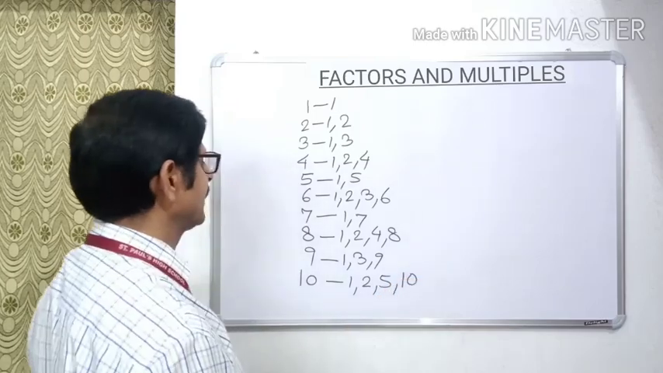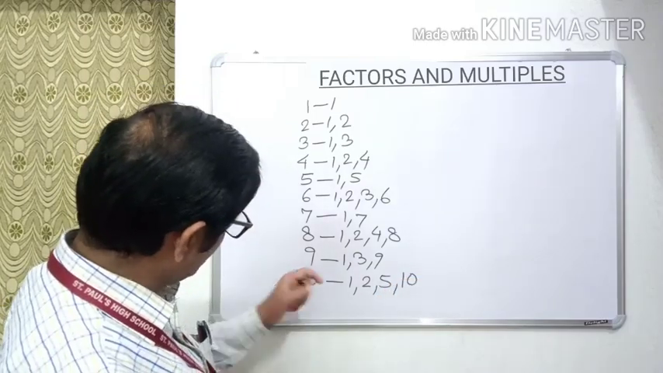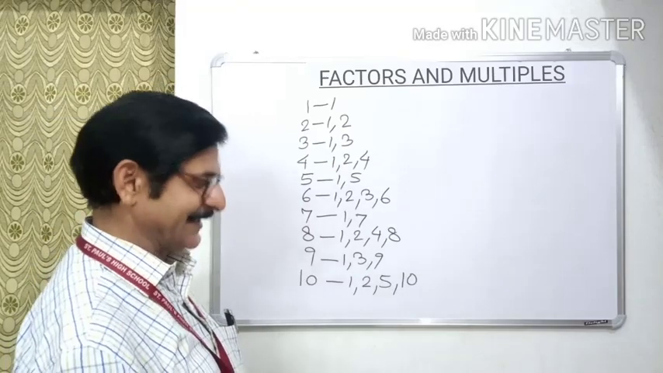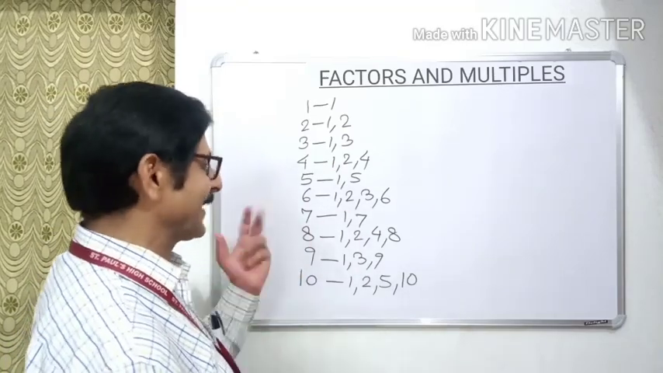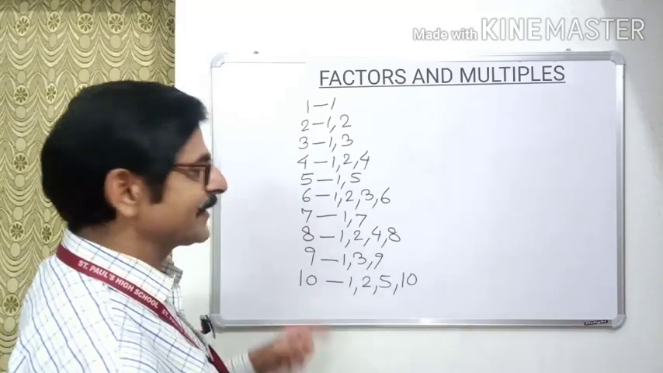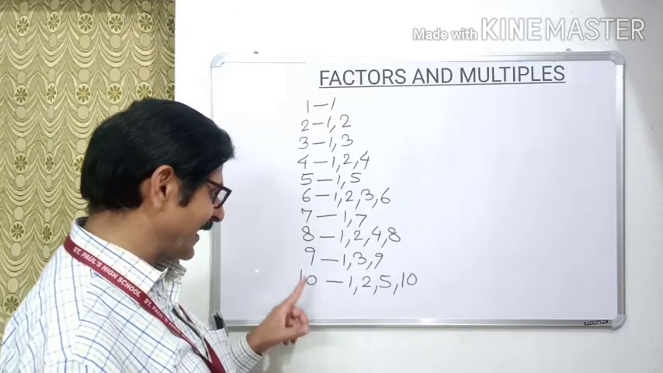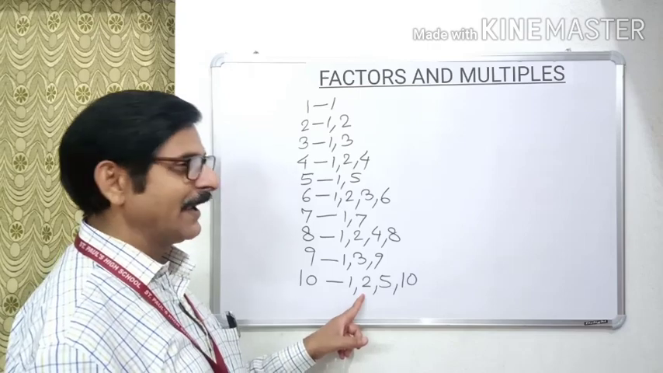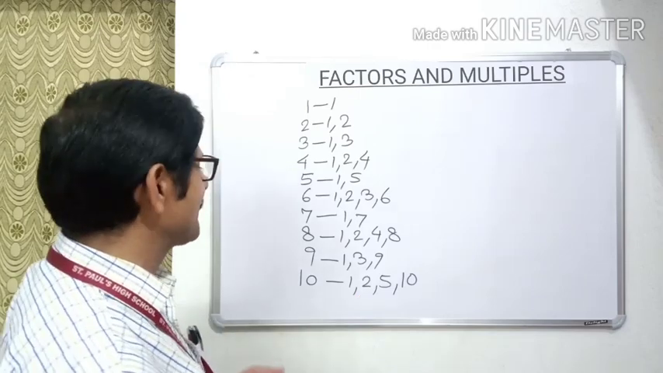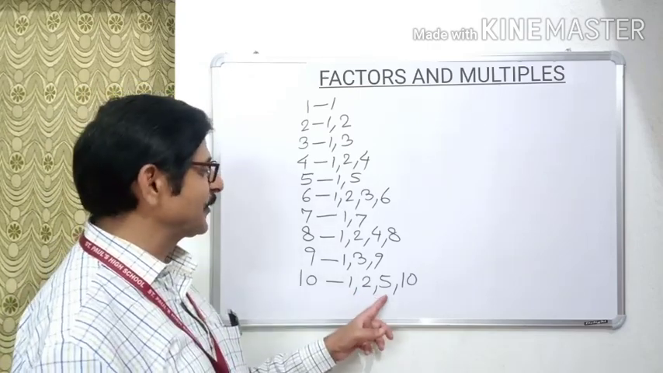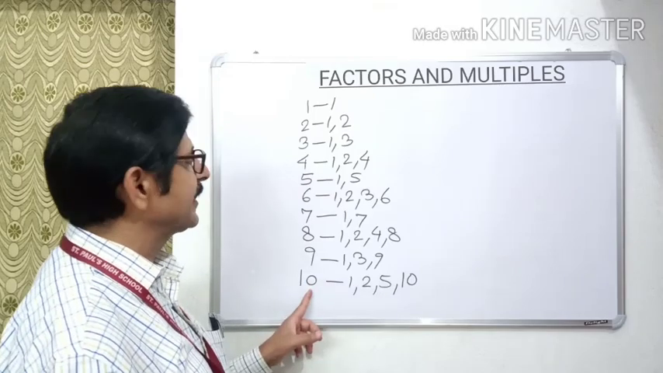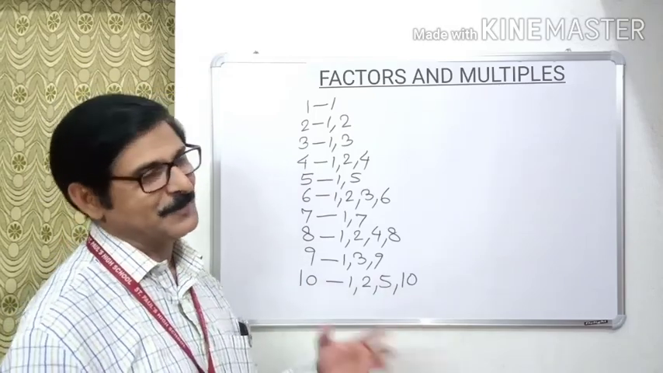You will say, sir, up to number 9 we haven't used the divisibility test. Yes, you are correct. Here 10 is the first number where you saw 0 at the ones place, and so it is divisible by 2. And if a number has 0 or 5 in its ones place, it is divisible by 5, and 0 is there in its ones place, so it is divisible by 10.